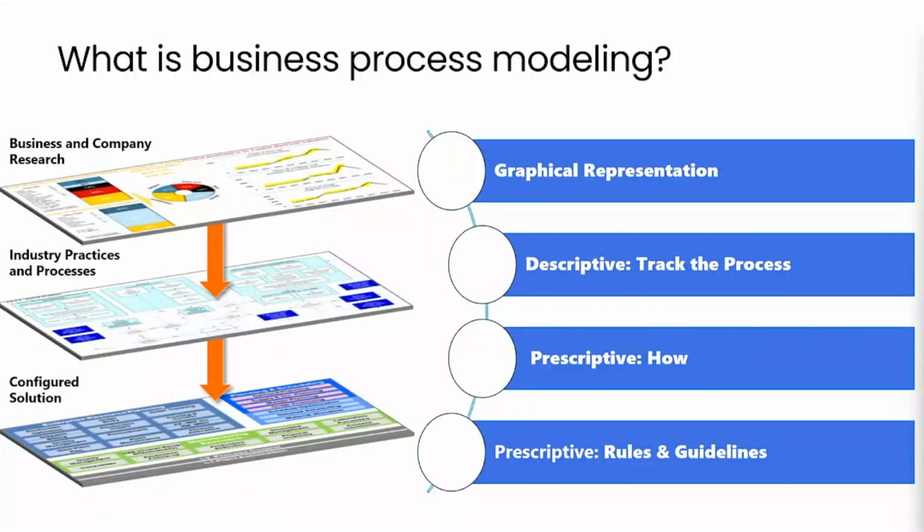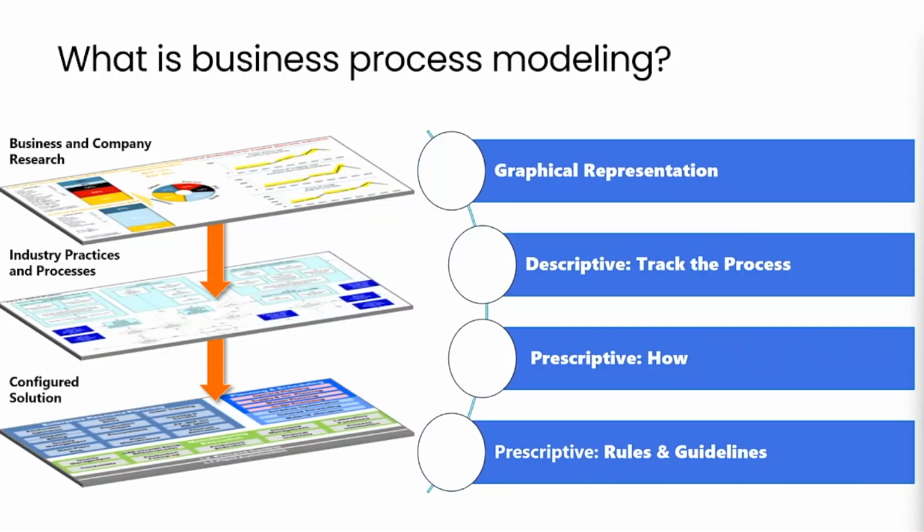When we think about the 3 layers, what you see on the left-hand side at the top, we have the business and company research at the top level. So when we start a project, right, we might start with a very high-level picture of what is that business all about? What is that company all about? And so we start by documenting the basics of that business.